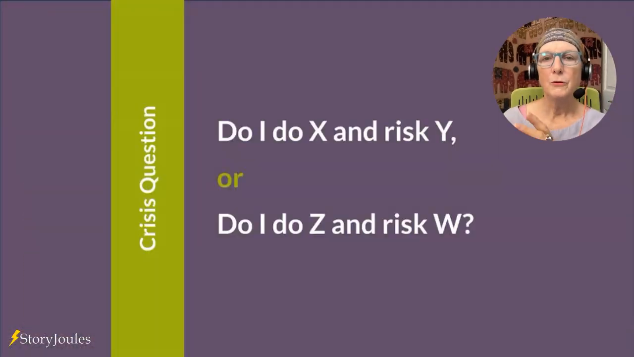The crisis can be phrased, it's a binary choice, and I like phrasing it this way to make the choice really clear. Do I do X and risk Y, or do I do Z and risk W? For Maximus, the choice is, do I take Commodus's hand and risk sacrificing my integrity, my honor? Or do I reject his hand, believing he killed his father, and risk my life? And Maximus, being the man of honor that he is, rejects Commodus's hand.